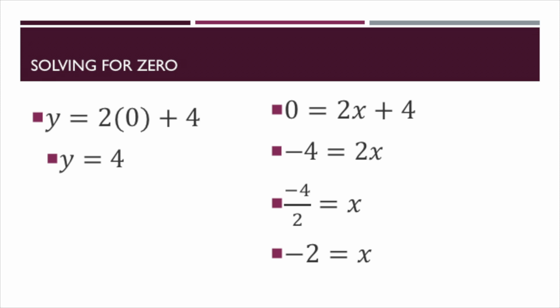Now we do the same thing for y. So now we say 0 equals 2x plus 4. We subtract 4 from both sides. So we have negative 4 equals 2x. We divide by 2 on both sides. So we get negative 4 divided by 2 equals x. And we have x equals negative 2.